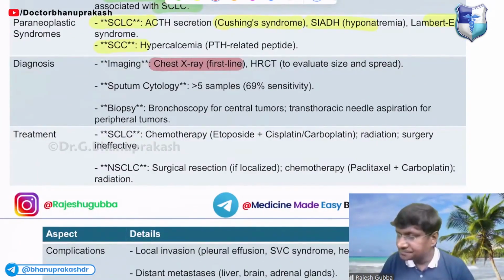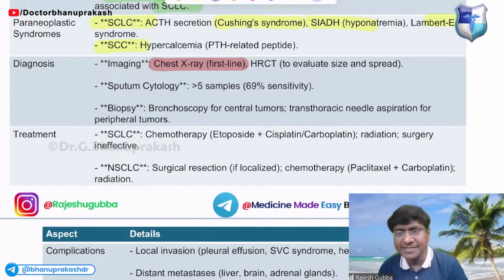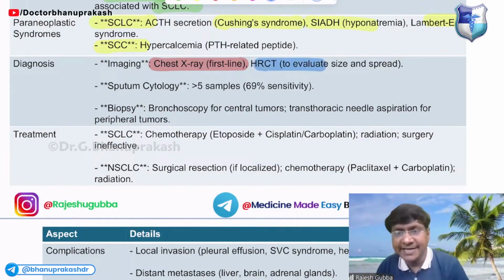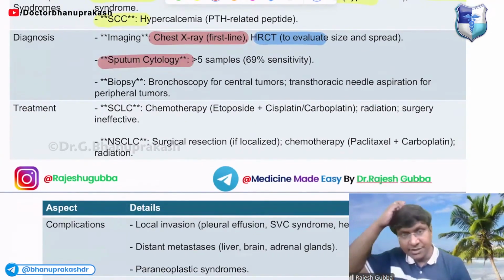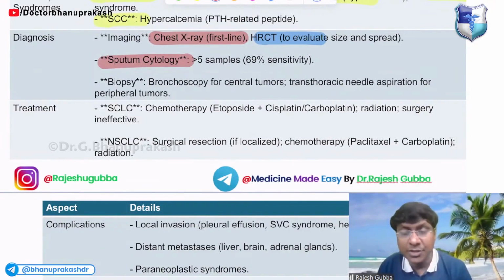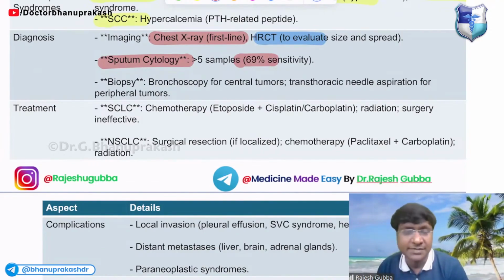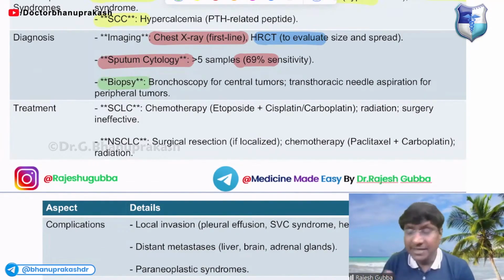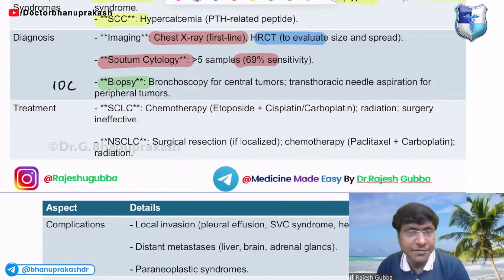Then you take the first line investigation, which will be chest X-ray, which will show you some opacity, right? And HRCT is the one which will help in evaluating the size as well as the spread of the tumor. And if you take sputum cytology, almost 5 samples are required, but the sensitivity is very bad. 69% only is the sensitivity. Next is the biopsy. Okay, but biopsy is considered the investigation of choice, right? You need to do a bronchoscopy and biopsy. That will tell you what exactly is the type of the tumor.